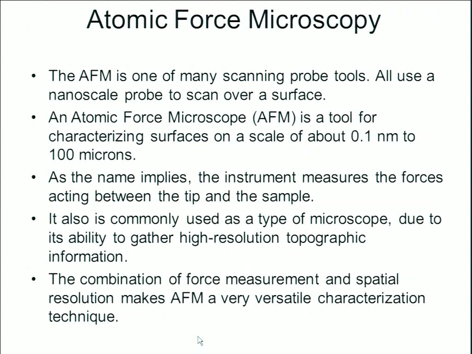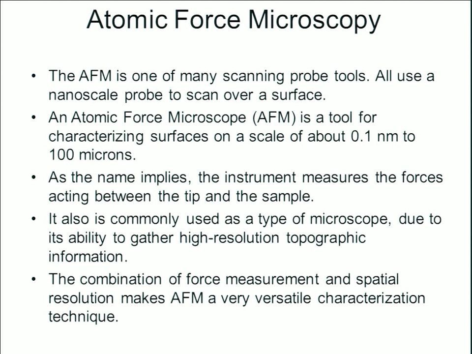Again, the AFM is one of many scanning probe tools. All of them use a nanoscale probe, scan over the surface. The AFM can characterize surfaces on a scale of about 0.1 nanometer to 100 microns. So the largest possible object that you could scan in one session would be about a 100 by 100 micron scan. The smallest feature you could resolve would be about 0.1 nanometers or an angstrom. To be more clear, that 0.1 nanometer resolution actually only occurs best in the Z, or height, channel information.